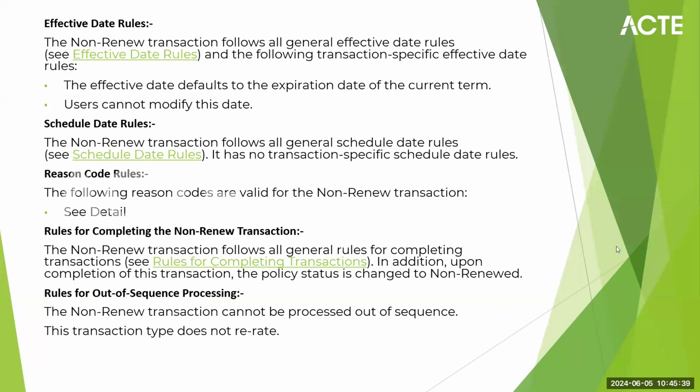Next, FHU date rule. The FHU date defaults to the expiration date of the current term. Okay. Whatever the previous FHU date is, that will be defaulted to the expiration date. You cannot modify this. This FHU date cannot be modified by the user. Okay. Schedule date rule. There is no specific schedule date rule.